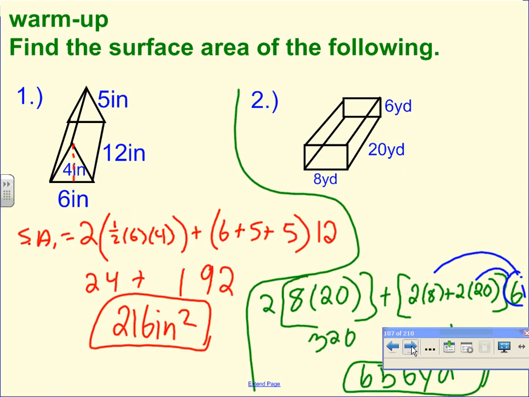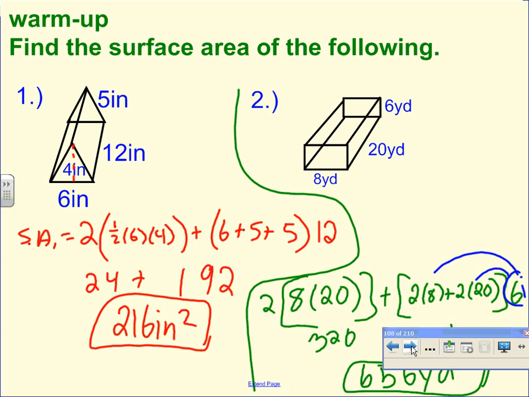Okay, the first one, you need to take 2 times 1/2 base times height. The base of the triangle on the first one is 6. The height is 4. Okay, plus perimeter. Remember, the bases of a prism are always congruent. So this is 5 and this is 5, which tells you the opposite side is, and these two sides are too. Times the height, 12 is the height of the prism. So after you simplify this side, and then simplify this side, you get 24 plus 192.